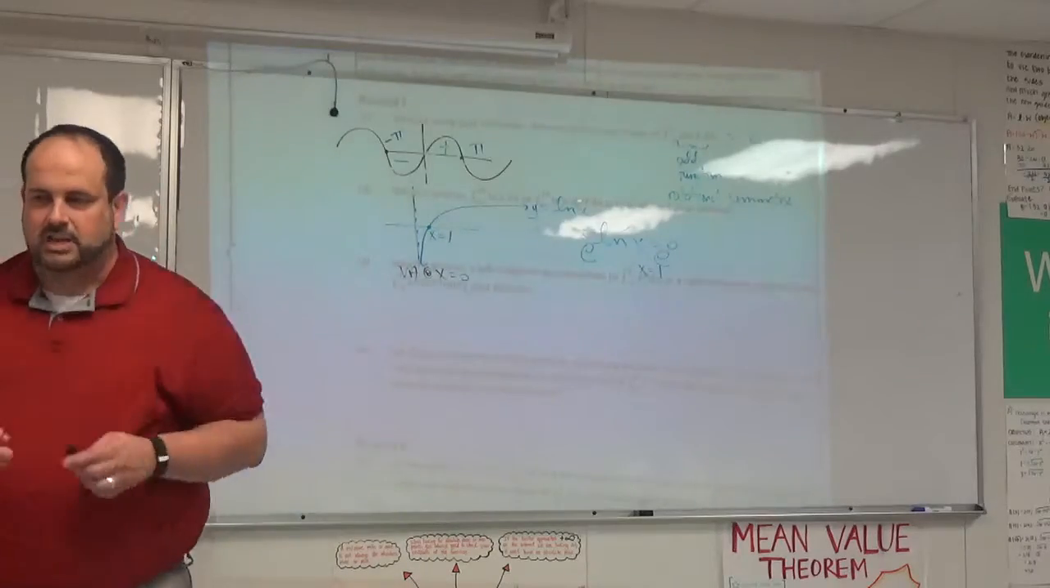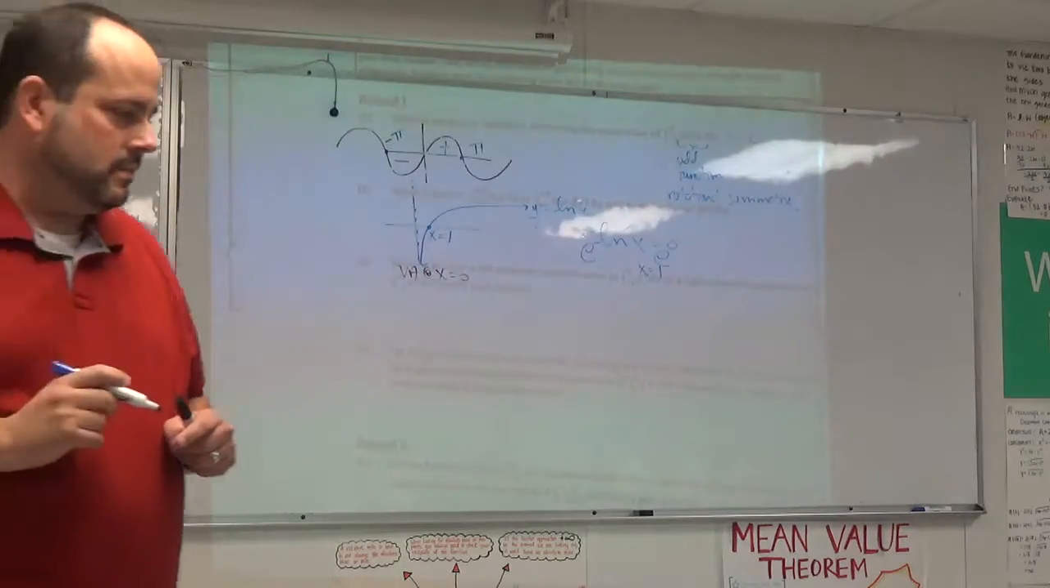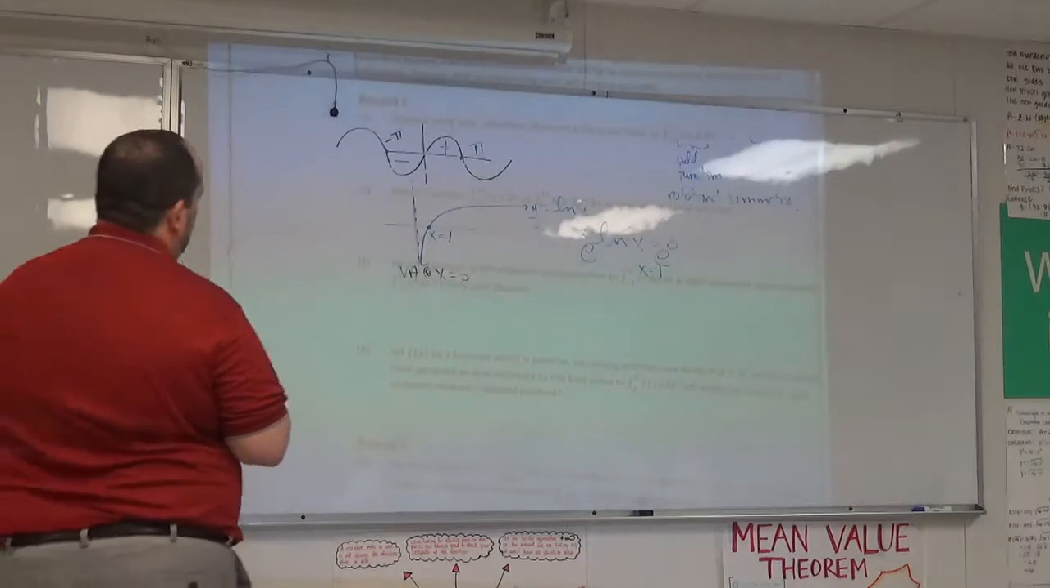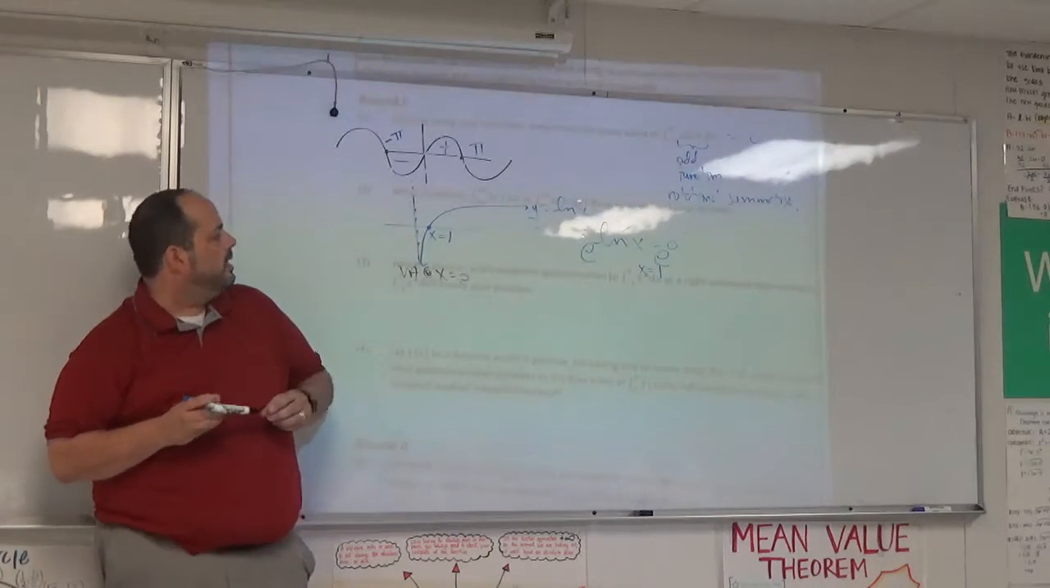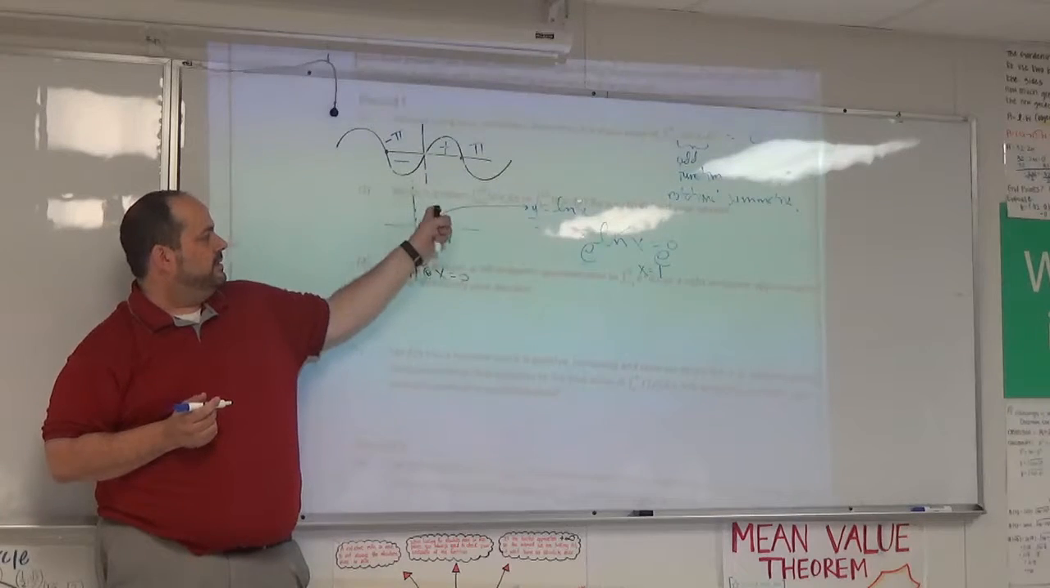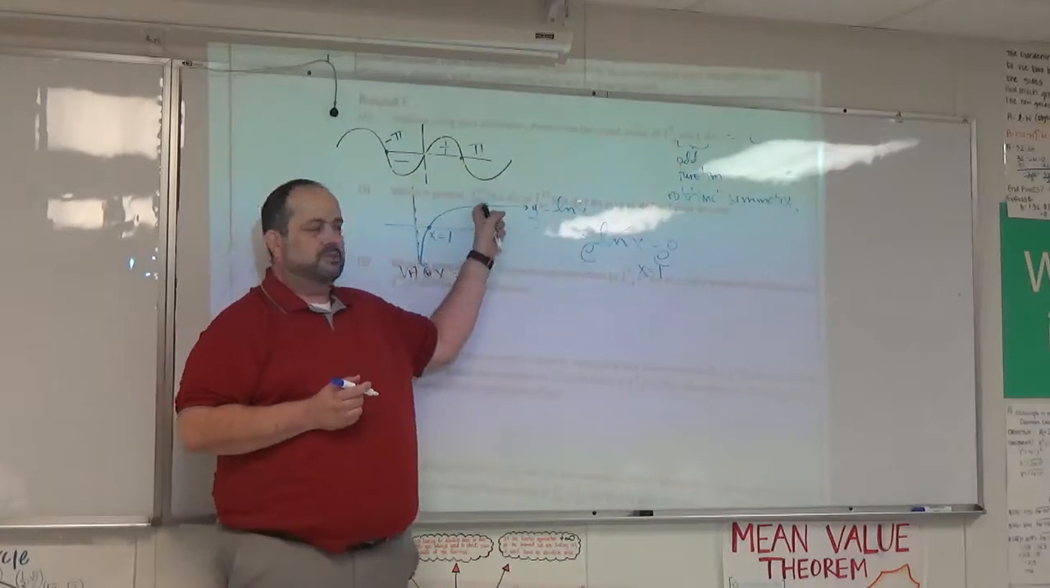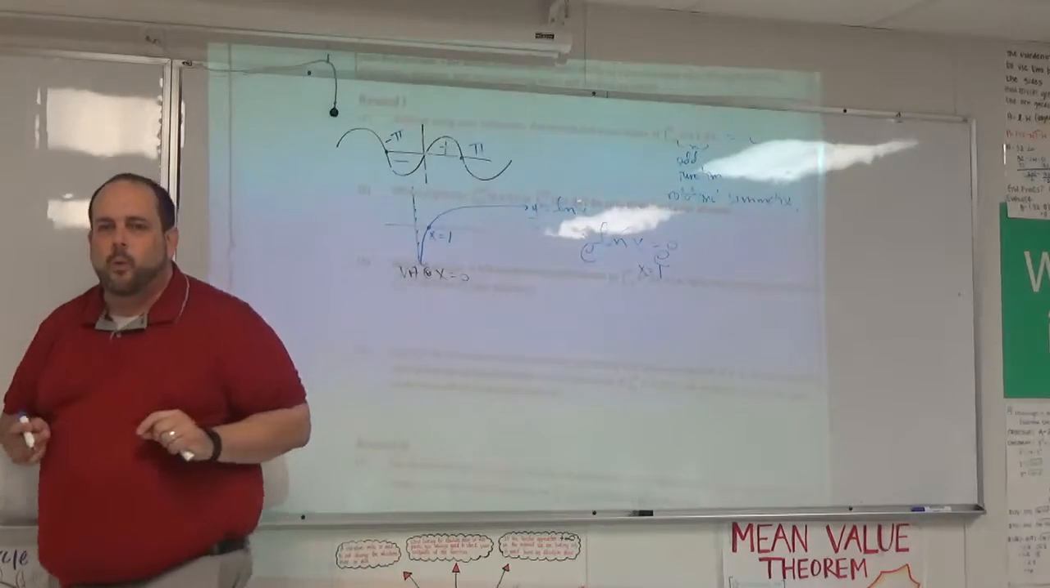Take 30 more seconds, talk to somebody near you. Which one's bigger and why? We've got the graph of the natural log of x. We've got a root at x equals 1. Choices are 0.1 to 10 or 1 to 10.